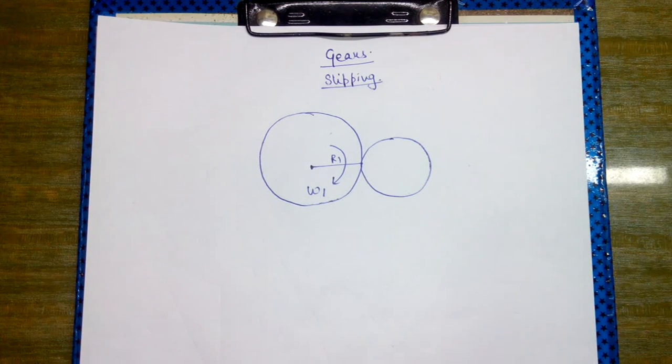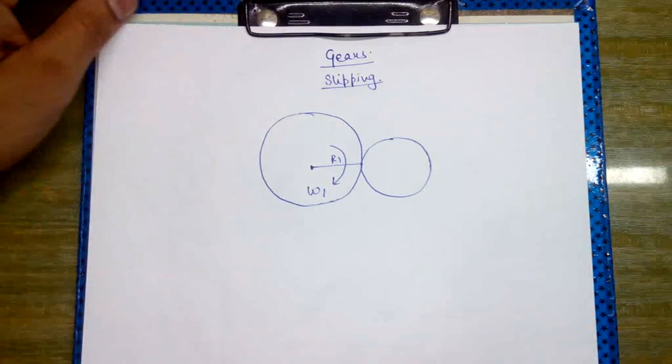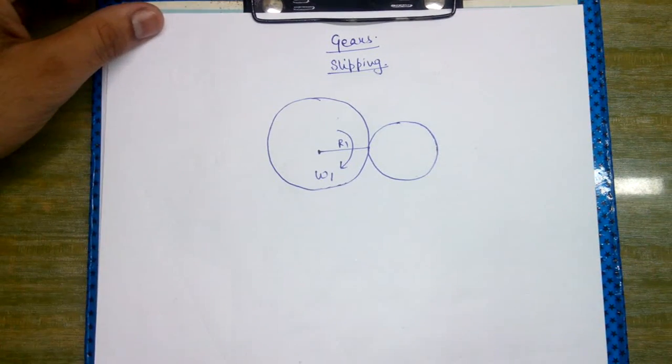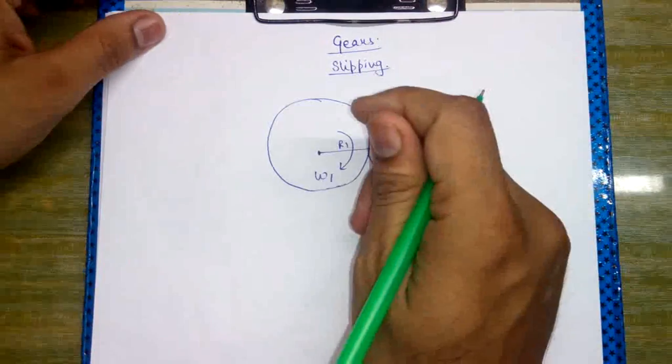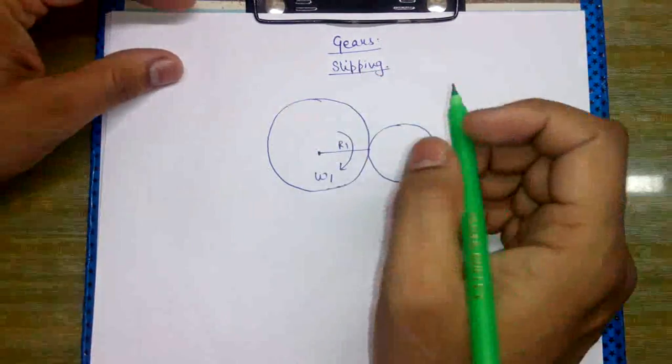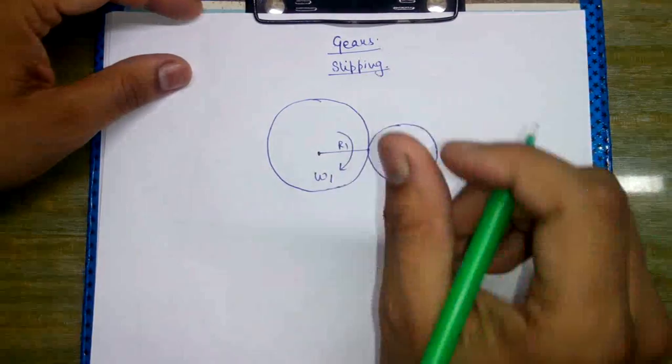In the previous lectures, we have already finished with the velocity and acceleration analysis, and from this lecture onwards, we shall be starting with a new chapter, that is gears. And in the gears, we first have to discuss about the phenomena of slipping.